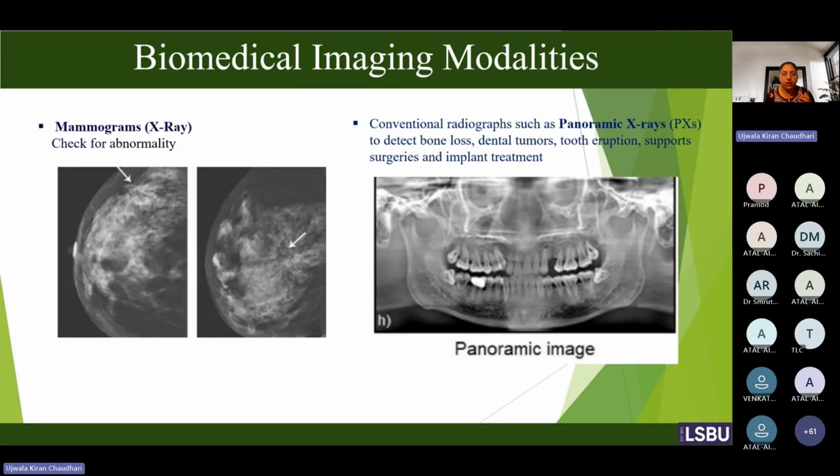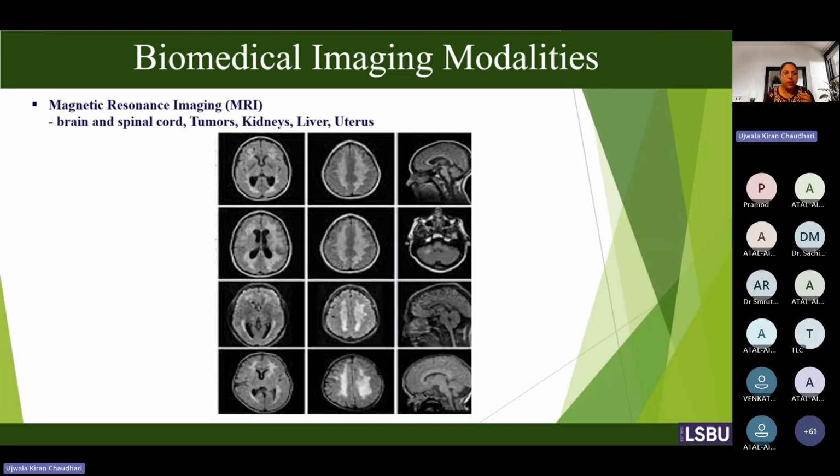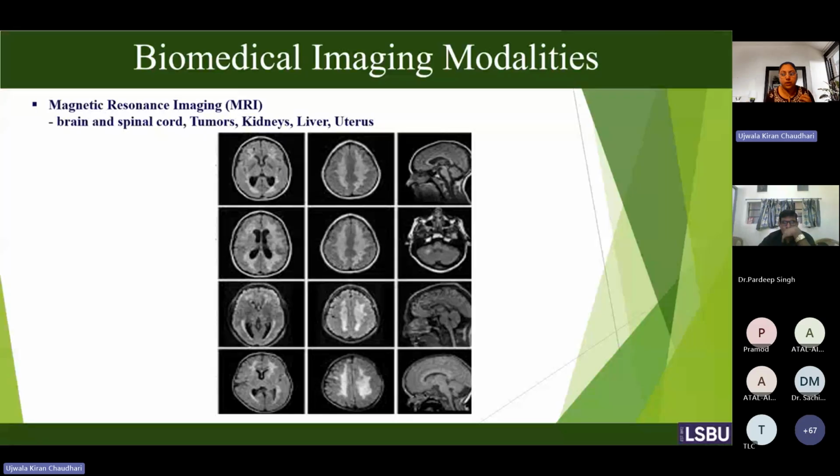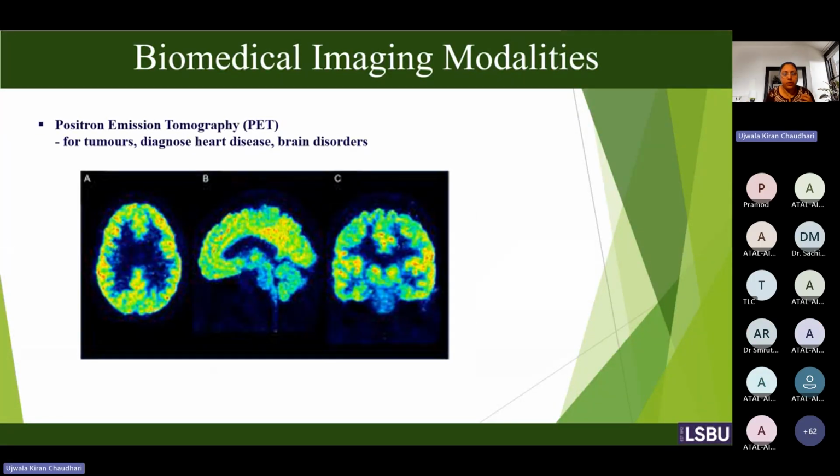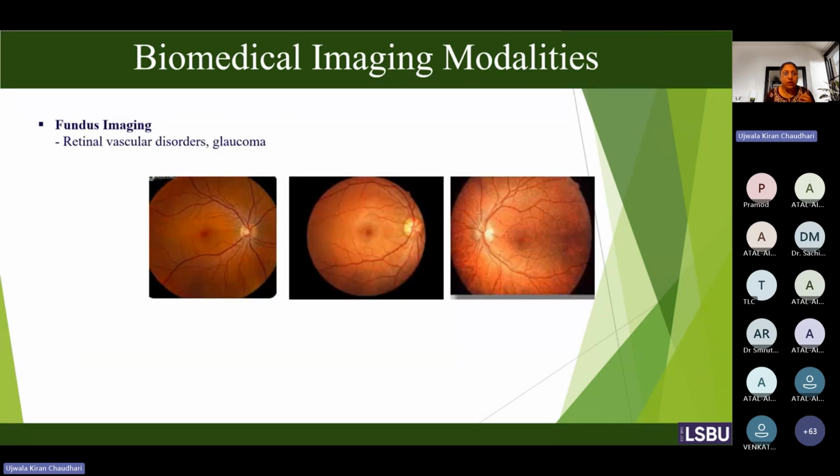These are the different applications where we can use this dental data for analysis. Of course, the MRI images we know are mainly used for brain analysis, but can be used for the spinal cord, kidney, liver, uterus. So it's another kind of imaging. Again, to focus on the brain, there is positron emission tomography, the PET scan, for tumors or heart diseases or brain disorders.